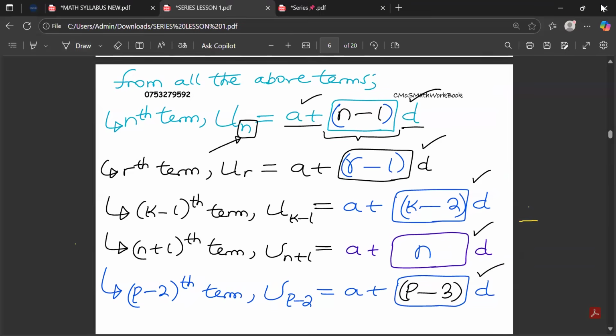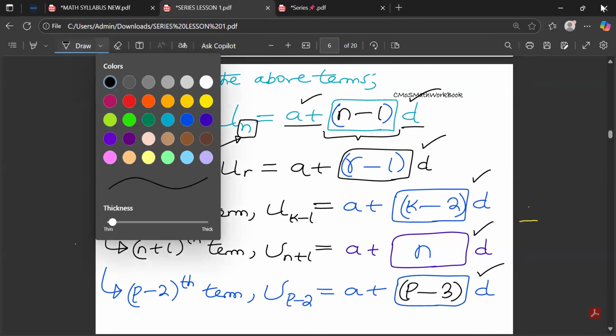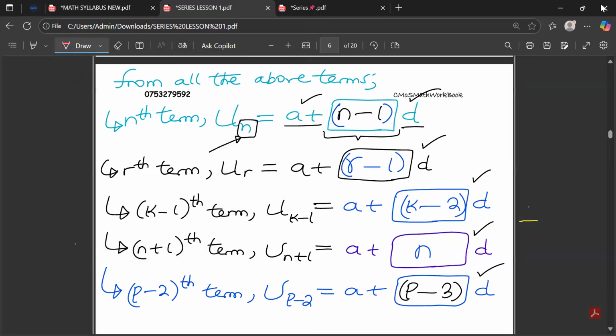With that, you will never find a hard time, especially with this one of nth term. That one is the king of the topic. So I'll put there, it is the king of the topic, nth term. These others are just to check your understanding, and they also help you to interpret very weird scenarios.